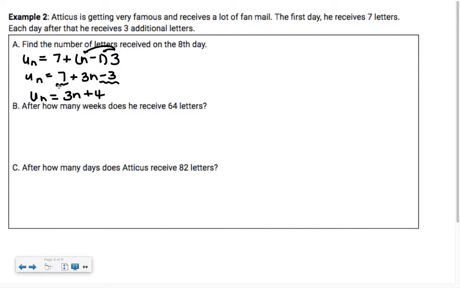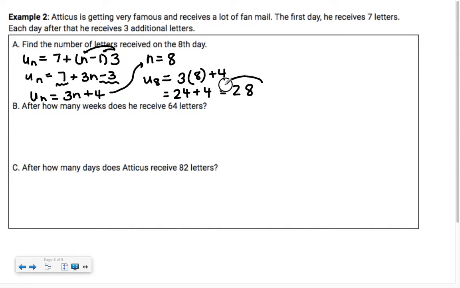So that will let me find the number of letters that Atticus receives on any given day. In this particular example, we need to find the number of letters he receives on the 8th day. So that means that n equals 8. So we're looking for u8 equals 3 times 8, plus 4. 3 times 8 is 24, plus 4 equals 28. So on the 8th day, Atticus has received a total of 28 letters.